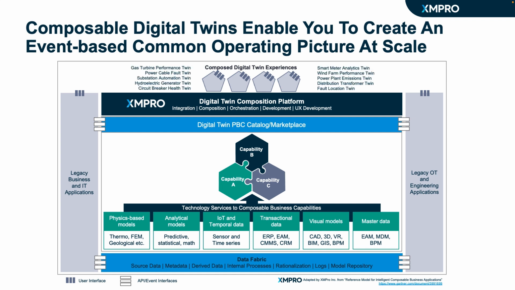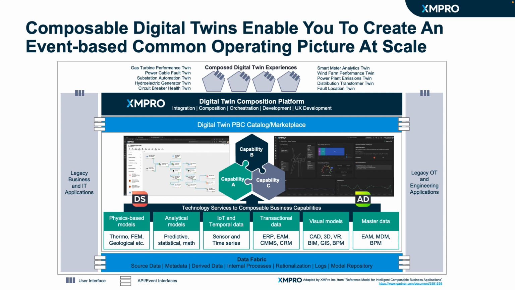That enables us to build digital twins for performance management, fault detection, automation, emissions, and more. We can reuse a lot of the things that we've done and the connections and capabilities that we package together in order to do that. From an XMPro perspective, on the left-hand side we've got our data streams, which is how we connect, integrate, compose, and orchestrate, and on the right-hand side is more the UX and the UX development in our application designer.